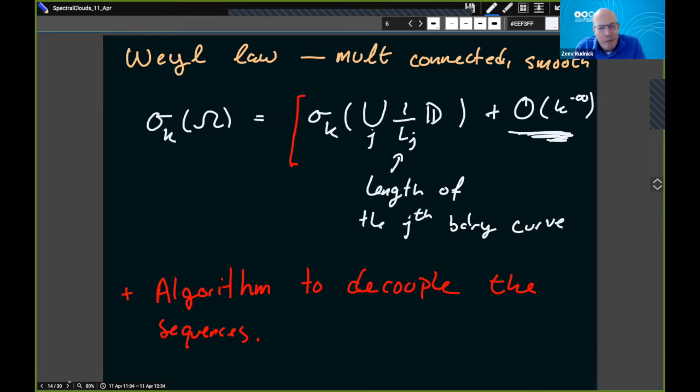What is the Steklov spectrum of the union? Is it the sum of the eigenvalues? It's the union of the spectrum. The union of the spectrum. So you have essentially a finite number of arithmetic progressions of slightly perturbed arithmetic progressions that you then perturbed by this very small perturbation.